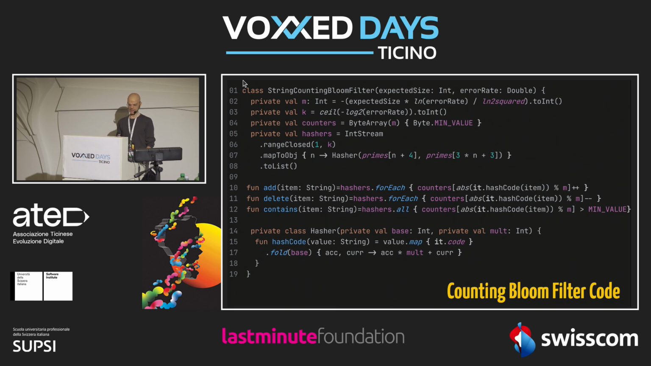Here you can see that the main structure of the class is the same. There's just a new method at line 11, which is delete. In this case, the add is no longer setting a bit to true, but increasing a value, and the delete will decrease that value. The contain is not just checking if the bit is set, but if it's greater than the min value.